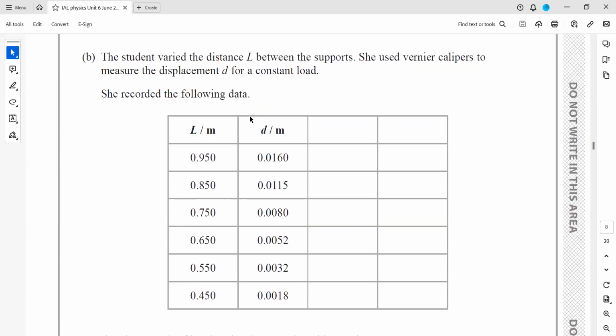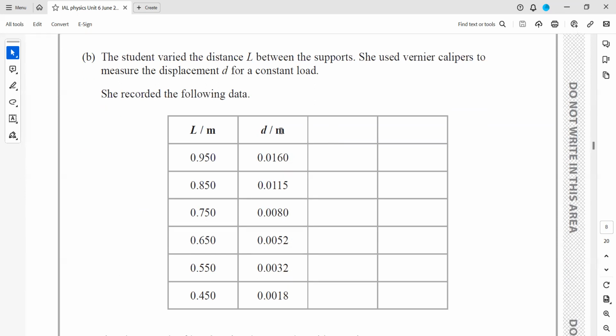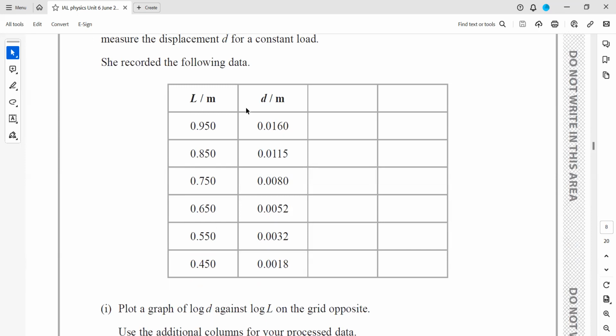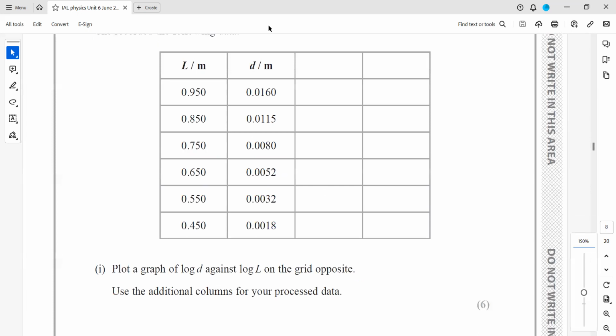The next part: the student varied the length L between the supports, and she used a vernier caliper to measure the displacement for a load. She records the following data, as you can see here. Then plot a graph of log d against log L. On the grid opposite, add a new column. The L value is given, the d value is given, so you have to take the value of log d.